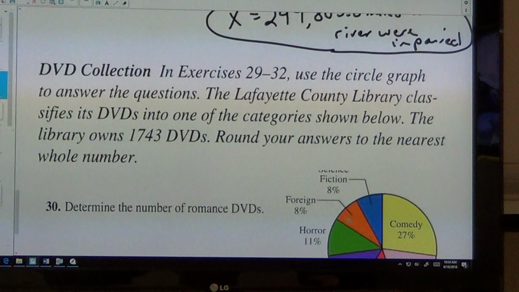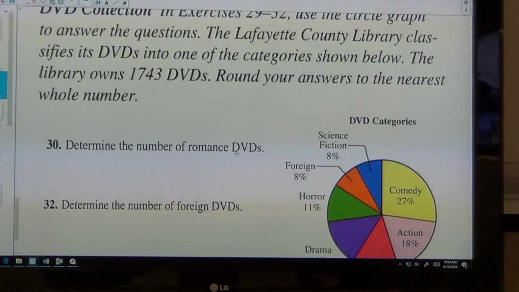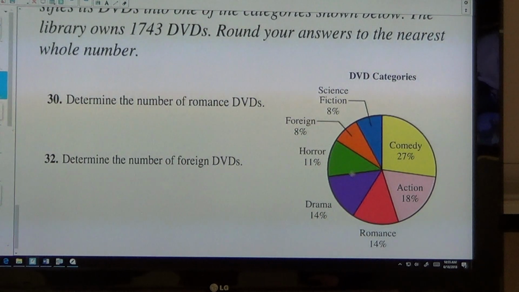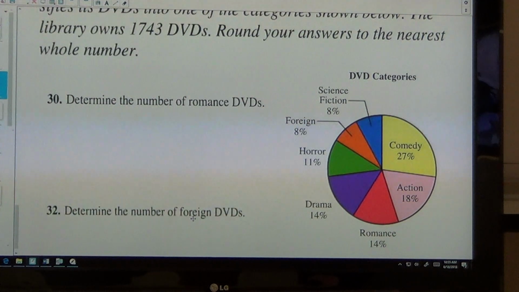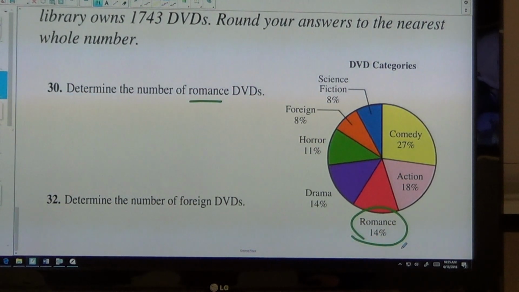This one talks about the county library and how many DVDs it has. The library owns 1,743 DVDs, and this is how they're classified. So of those DVDs, 27% are comedy DVDs, 14% are romance DVDs, 11% are horror DVDs, 8% are science fiction DVDs. So we want to know how many are romance. 14%.